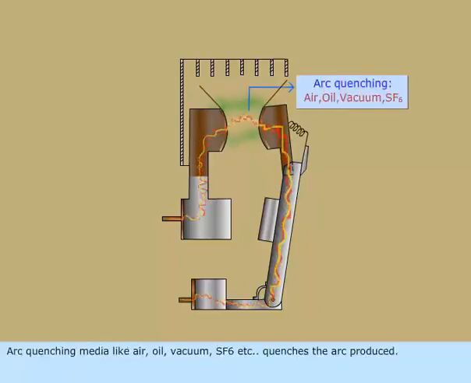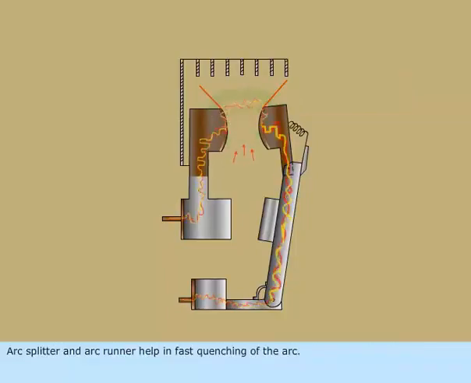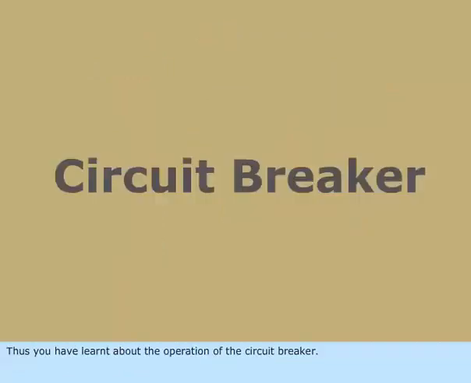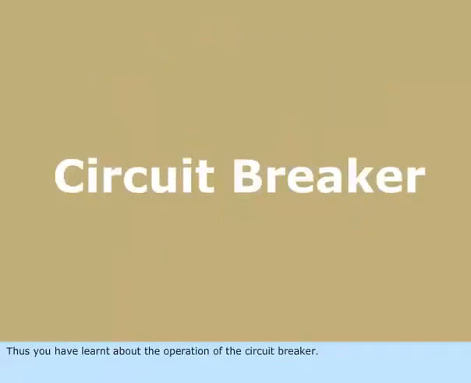Arc quenching media like air, oil, vacuum, SF6, etc. quenches the arc produced. Arc splitter and arc runner help in fast quenching of the arc. Once the fault is cleared, the circuit breaker is closed manually or by remote by giving close command by means of a closing coil. Thus you have learnt about the operation of the circuit breaker.